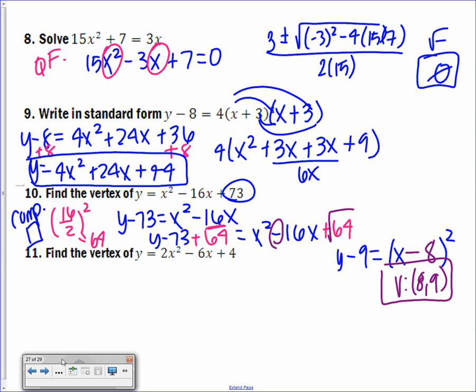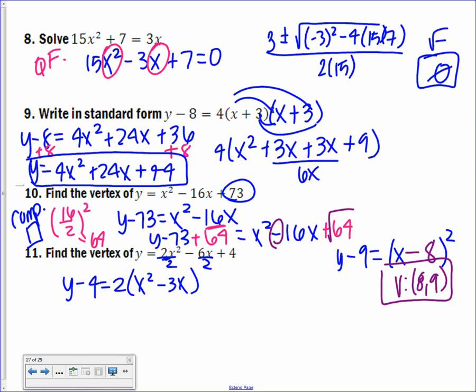Okay, number 11 is the same idea, only we have a number in front of our x squared here, which is going to make things a little bit interesting. So the first thing I'm going to do is, again, subtract over my 4. And then on my right side, I'm going to divide both of these by 2. And I'm going to leave it on the outside. So I'm going to have x squared minus 3x.